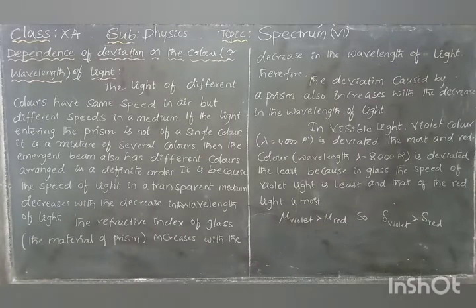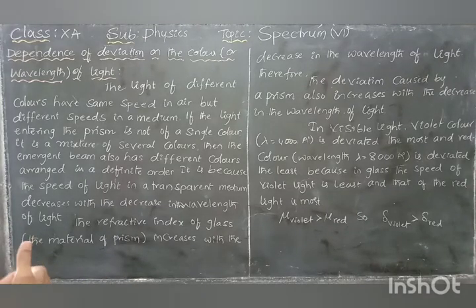Next, dependence of deviation on the color of light or wavelength. Here I am not taking any single monochromatic light. Here it is white light. As you already know from the previous classes, white light is a mixture of 7 colors. We will understand the concept here also.